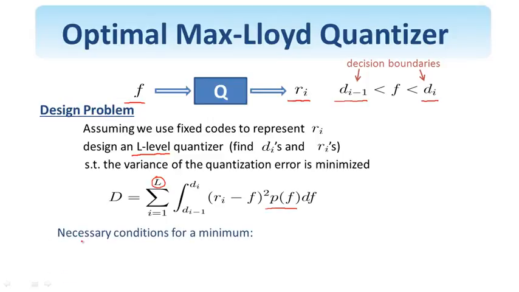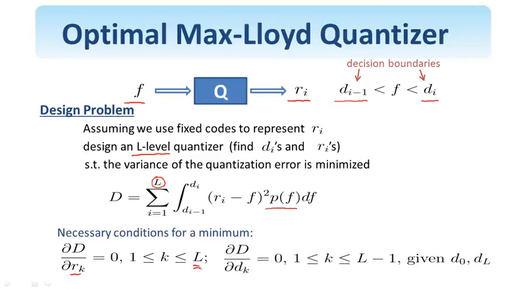The necessary conditions for obtaining a minimum are that the partial derivative of this variance of the quantization error with respect to the reconstruction levels r_k is equal to 0, and we have capital L such reconstruction levels. And also the partial derivatives with respect to the decision boundaries are equal to 0. We have L plus 1 decision boundaries. However, the first and last decision boundaries are known, and therefore we only have L minus 1 unknowns. We will find next what these partial derivatives are equal to.